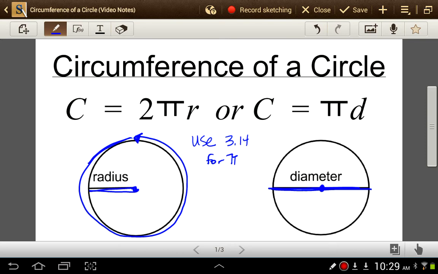Okay, and then if I give you the diameter, the full width, then you can just do pi times the diameter, because it's already the full width. You don't need to double it, it's already that length. Okay, make sure you write down those formulas, and then I'll be moving on to examples.